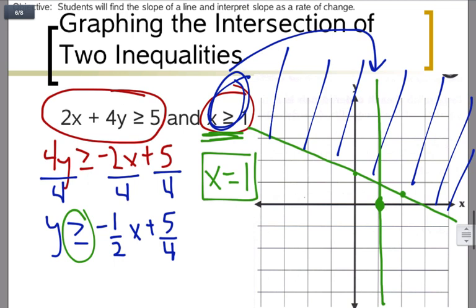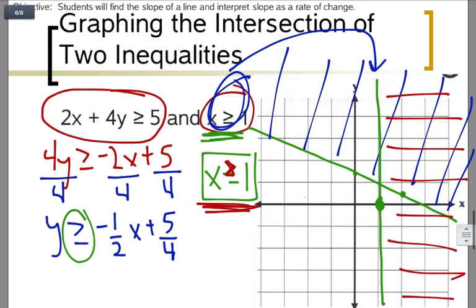Now, this is the case where you don't think about a house where I shade above or below. The only time where I think left to right is when it's an x equals. I think about left to right. Well, which side would be bigger? Because it does say bigger than or equal to 1. Well, bigger than 1 would be to the right. So that's this area here.